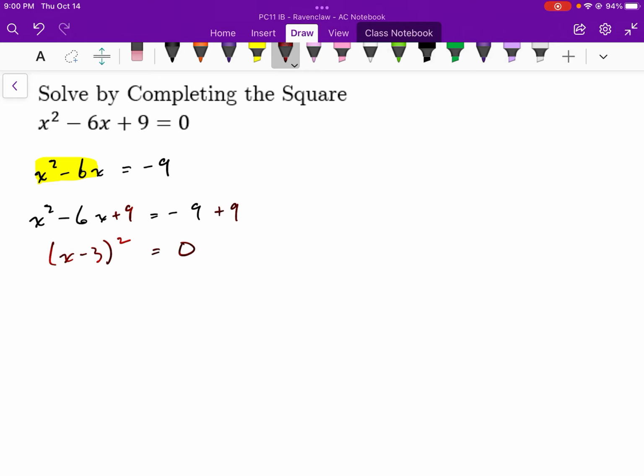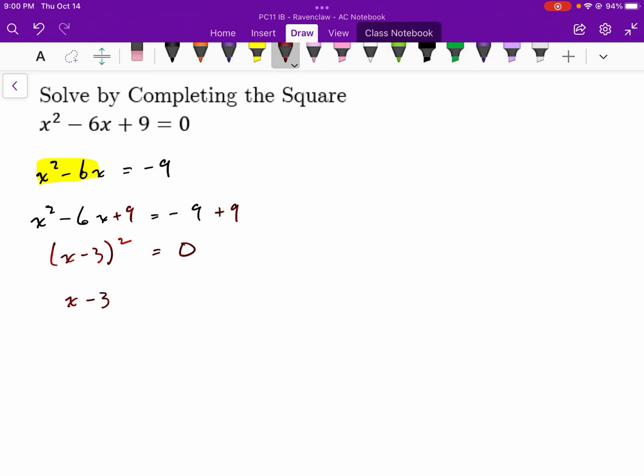I'm going to take the square root of both sides. When I take the square root, I'm going to consider both positive and negative roots. So the square root of x minus 3 squared is simply x minus 3. And now x minus 3 is equal to plus or minus 0, which is just 0. So we have x minus 3 is equal to 0, so my solution exists at x is equal to 3.